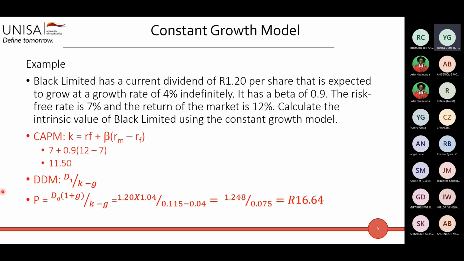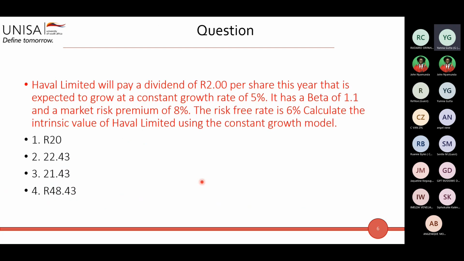All right, so the answer is 16.64. This is how you will generally be given a question in the exam. You calculate your required rate of return. Then you use that return to calculate your value using your constant growth model. Now, I have given you a question to do, and let's see if you can use the example we did previously to complete this question.